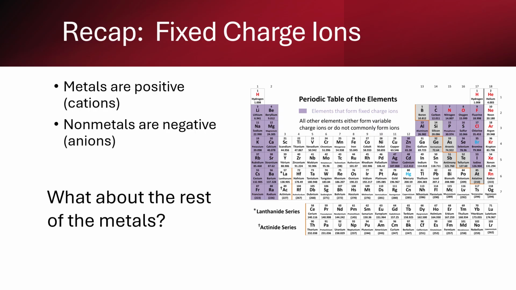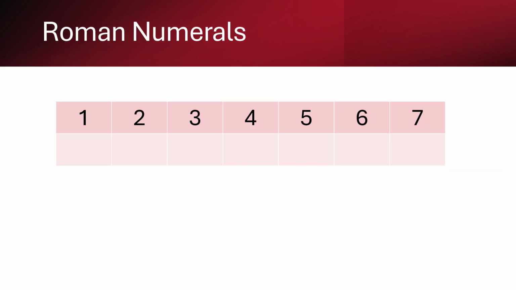What about the rest of them, right? That's most of them. What are we going to do with the rest of them? Well, we're going to need Roman numerals as part of their names. So I'm going to real quickly recap the Roman numerals. 1 is the letter I, and 5 is the letter V. If we're going to make the rest of these, we're just going to combine I's and V's.